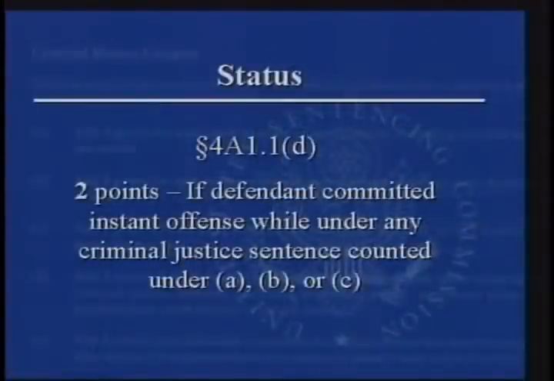So now that we've looked at subsections A, B, and C for the assignment of 1, 2, or 3 criminal history points, we'll look at the defendant's status at the time he or she committed the instant offense of conviction. And we find the status issue discussed at subsection D of 4A1.1, and we see that 2 points are assigned if the defendant committed the instant offense while under any criminal justice sentence that received points under subsections A, B, or C. And what we mean by under a criminal justice sentence, we're looking at sentences of probation, parole, supervised release, imprisonment, work release status, or escape status. And we need to keep in mind that failure to report for service of a sentence would be treated as an escape and may be assessed criminal history points under subsection D of 4A1.1.